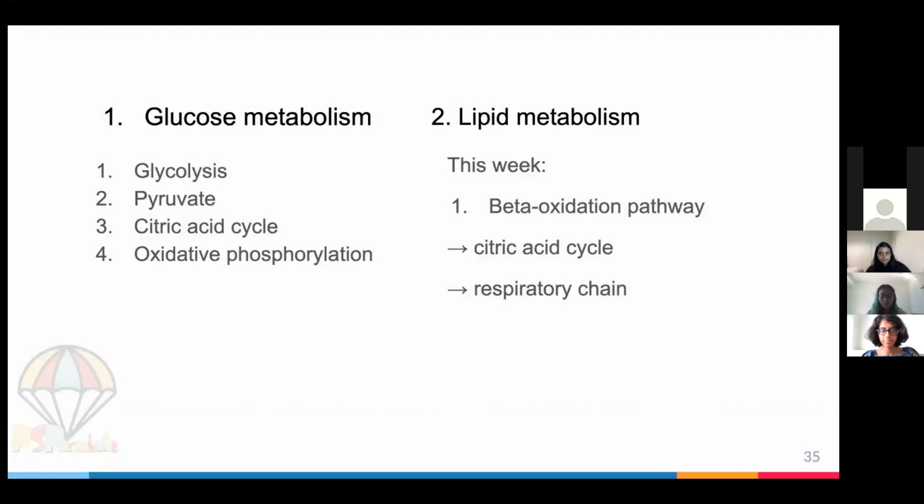What it's going to talk about is pretty much metabolism. So it's going to cover glucose metabolism and lipid metabolism. It's mainly focused on glucose metabolism, and lipid metabolism you will touch on more next week as well. But this week, you will learn something called the beta oxidation pathway, which is quite important.